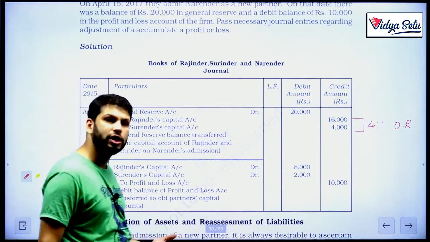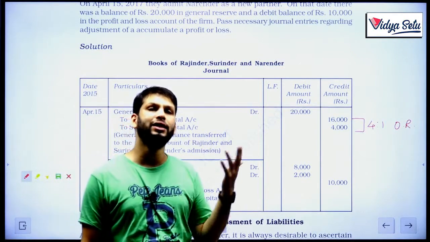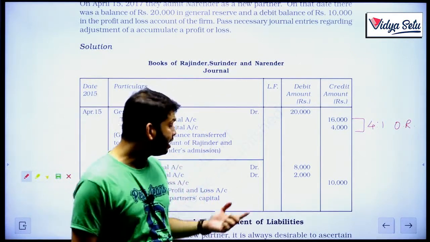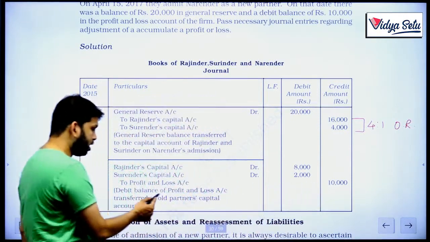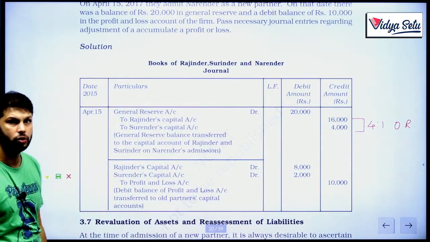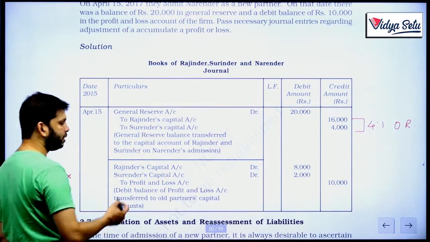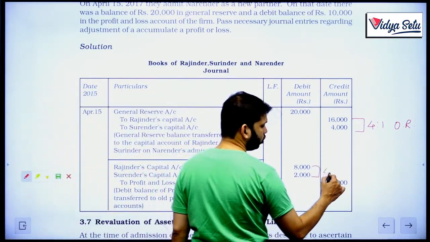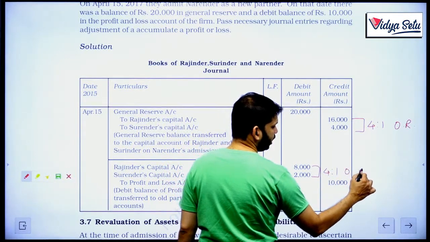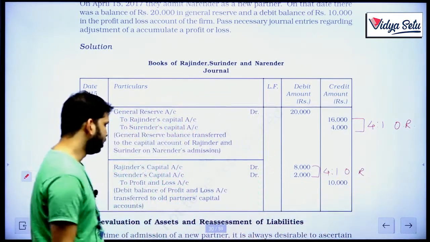Now, this P&L account debit balance of 10,000 is a loss. So, it's generally shown on the asset side. Now, the asset side generally has a debit balance. So, to close this account, we need to do what? We need to credit the P&L account, to close this account. And who will be debited? The old partners will be debited again in the old ratio. And this account will also be closed.